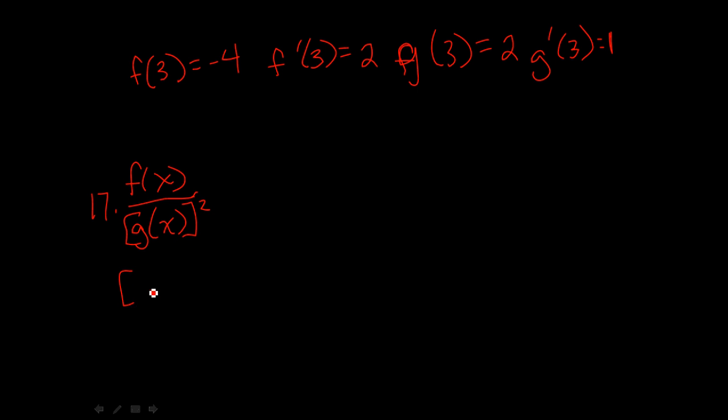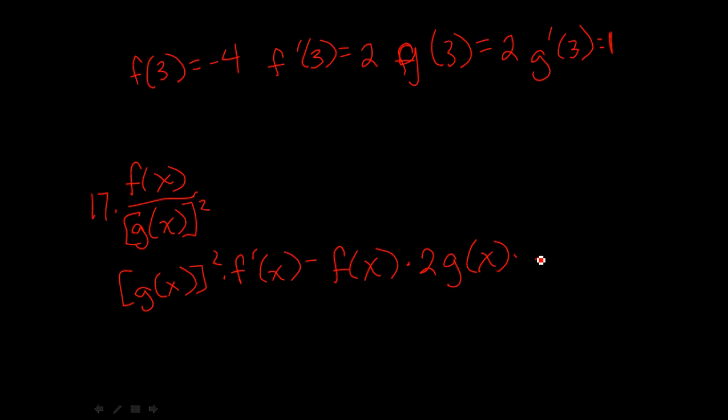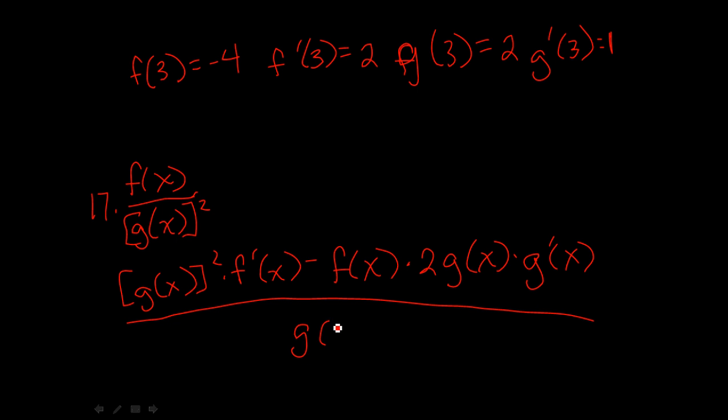So it's going to be low d high, so f prime of x, minus high is f of x, d low, so I'm using the chain rule now, times g prime of x, over, wow, that was really terrible. So over low, which would be g of x to the 4th power, because I'm squaring a square.